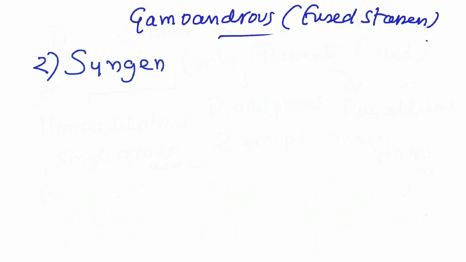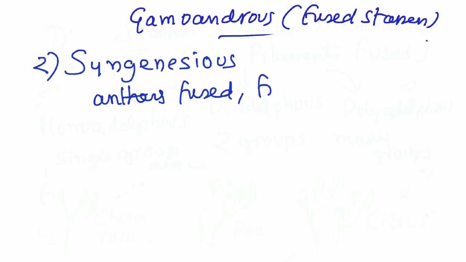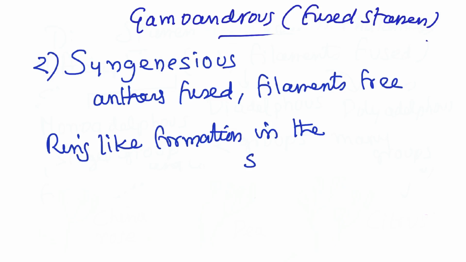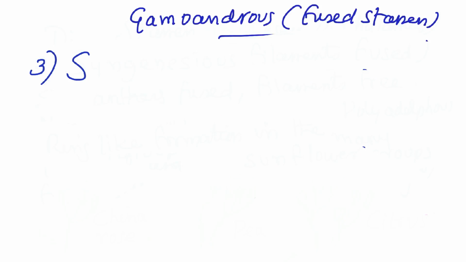Going on to another case, which is called Syngenesious. And here is a very interesting case of the anthers being fused and the filaments being free. So in the previous case, we saw that the filaments are forming into groups. It's the other way around here, in the sense that filaments are free, but the anthers are fused. And a characteristic case is a ring-like development, which we see in the sunflower family. So that is about Syngenesious.